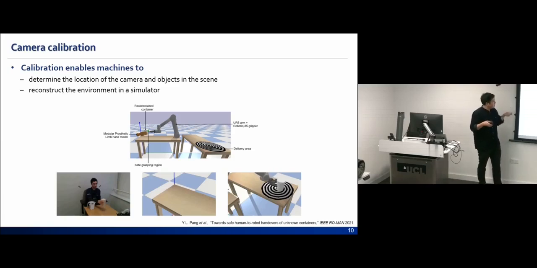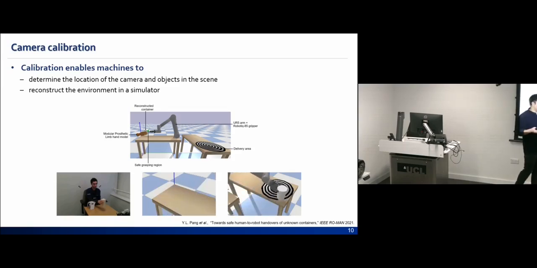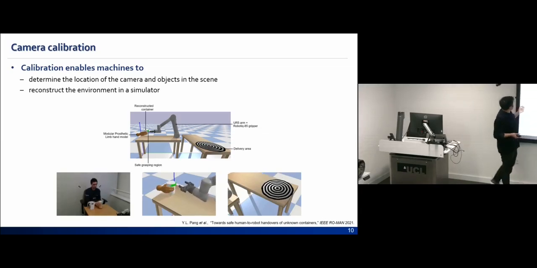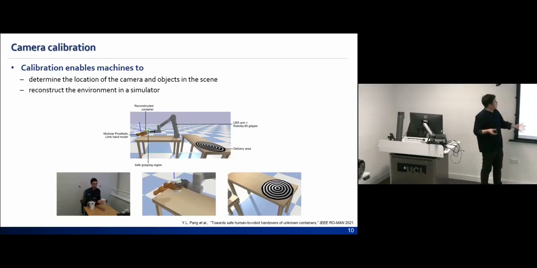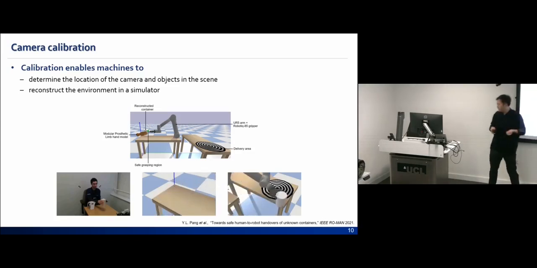After we do this, if there is any perception and other information, we can even transfer this information to the simulation environment, because we know how far this object is from the camera. We can also reconstruct the environment in the simulator, and then further use the simulator to complete other tasks in simulation.